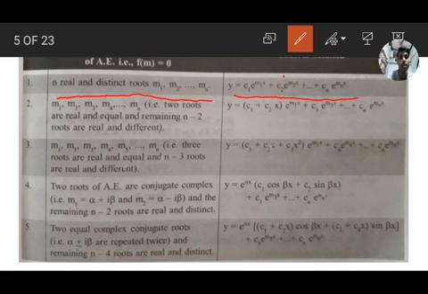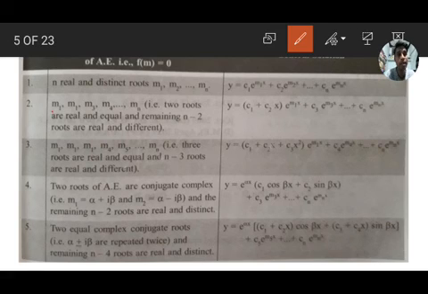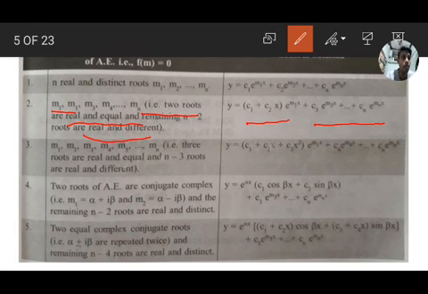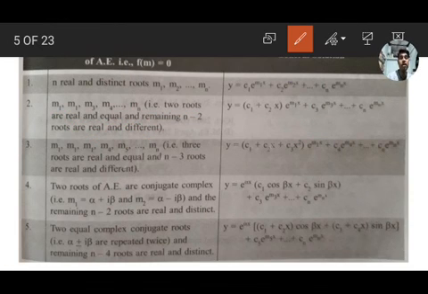Next, suppose two roots are equal and the remaining n minus 2 roots are real and different. Then for the first two equal roots we get (c1 plus c2x) e to the power of m1x, and the remaining roots are different, so c3 e to the power of m3x plus c4 e to the power of m4x plus ... cn e to the power of mnx. That is the solution.